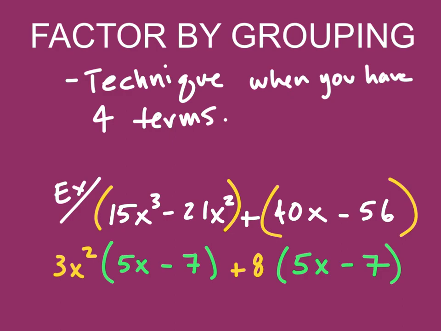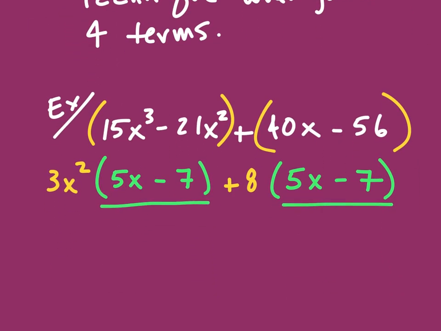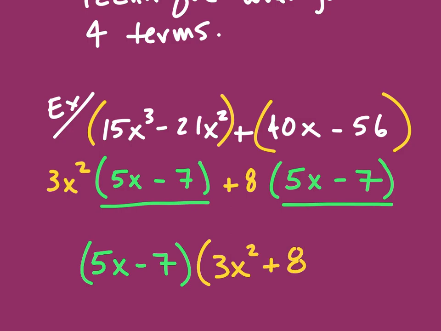That's the whole goal: once I group them and factor out a greatest common factor from each group, I should have a common binomial term. Now, here's the tricky part, the part that took me years to realize. At this point, you can factor out this entire group, 5x minus 7, and write it as 5x minus 7 times 3x squared plus 8.